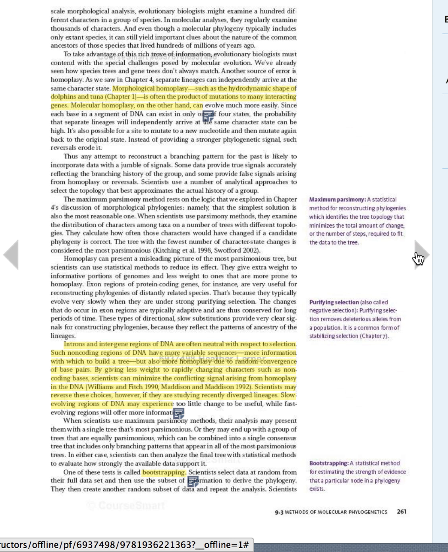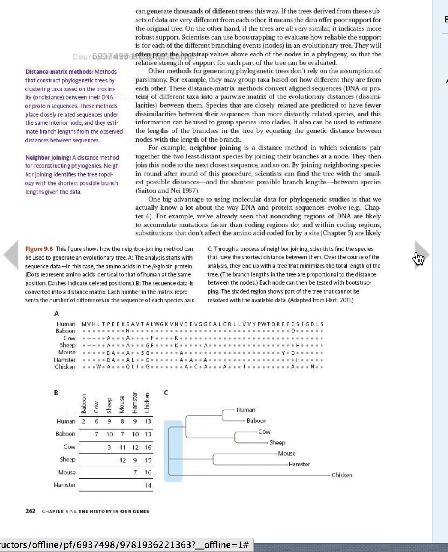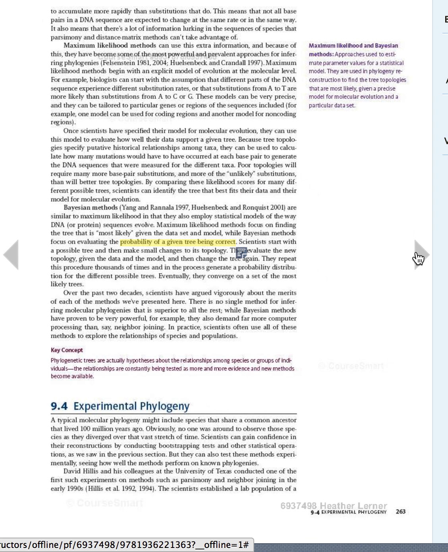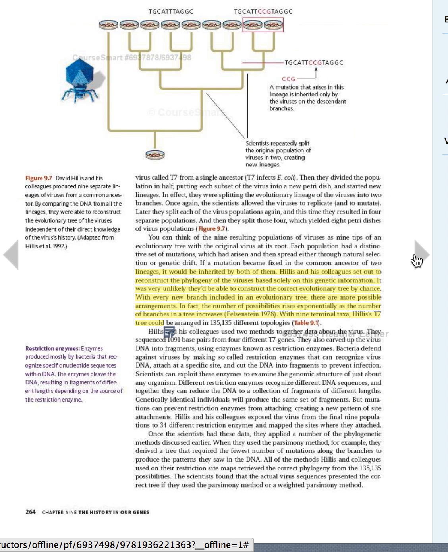I will talk to you more about these different methods, so I'm not going to spend your time on it now. You can see I've highlighted a couple of things in the text that I thought were important. Okay, here we're going to get into experimental phylogeny, and this is just fantastic. Hillis at UT did an incredible study to really be able to test our methods of phylogenetics, and so to compare them, right, in a known system.